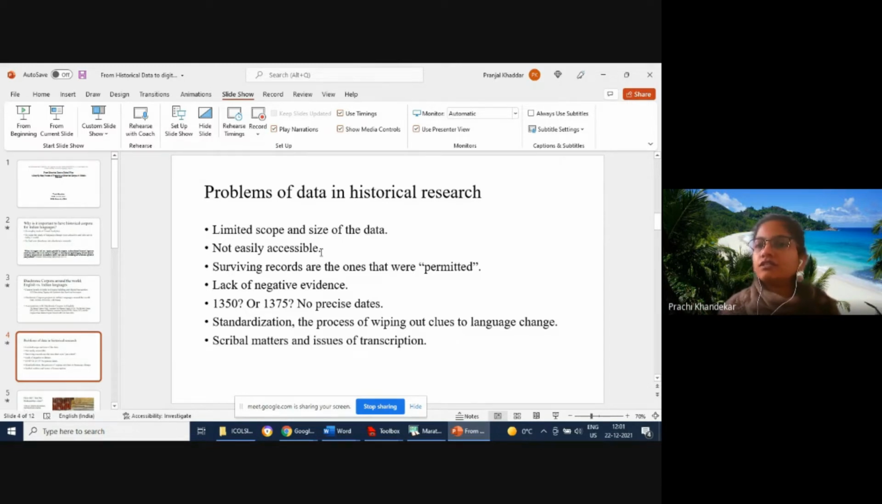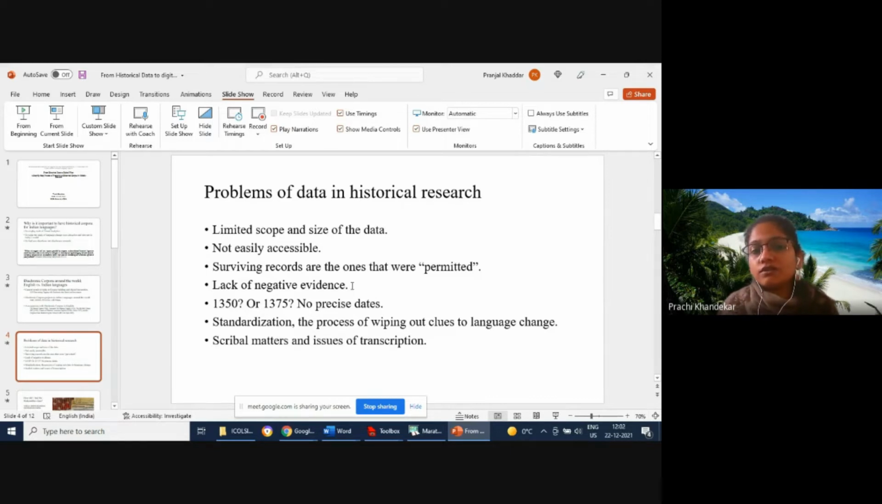Also, the data is not easily accessible. It's not like you go into libraries and you find historical data, because it is buried beneath layers and layers of history, politics, and religious studies, and you have to do a lot of background reading to reach researchable data. Surviving records are the ones that were permitted. So it's not like there's a variety of data available from all genres. You have to make do with whatever is available, which is why you see a stark difference between the size of historical corpora and modern day corpora.